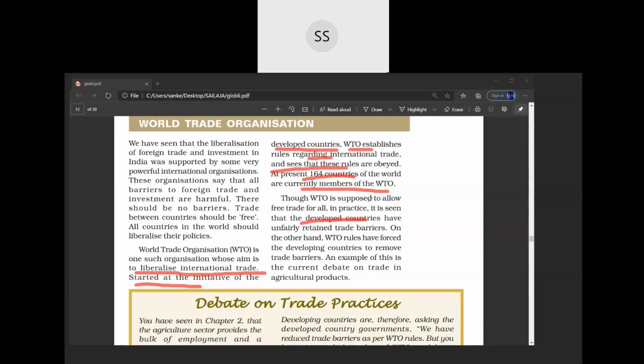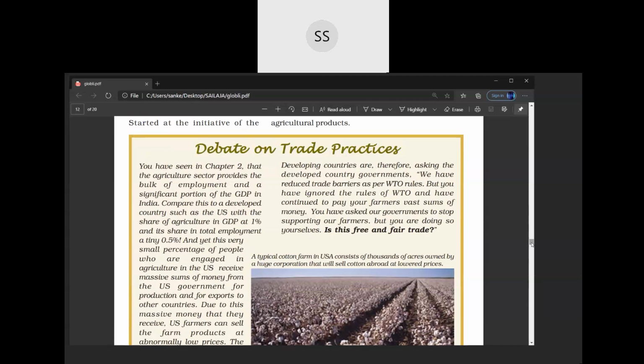Though WTO is supposed to allow free trade, it is seen that developed countries have unfairly retained trade barriers. Developed countries ने अपने countries में trade barrier लगा रखा है. On the other hand, WTO rules have forced the developing countries to remove the trade barriers. जबकि उसने हमारे जैसी countries को बोला है कि trade barriers को remove कर दो. So for that, there is a very good example given over here, which is called the current debate on trade in agricultural products. In America, there is only 5% of the farmers in agriculture in comparison to India, where there are 60% of the farmers in agriculture.